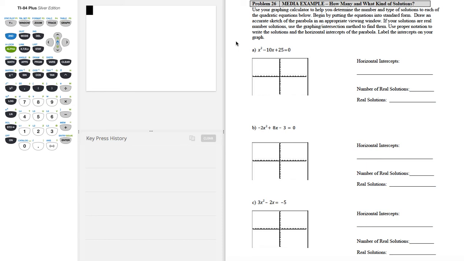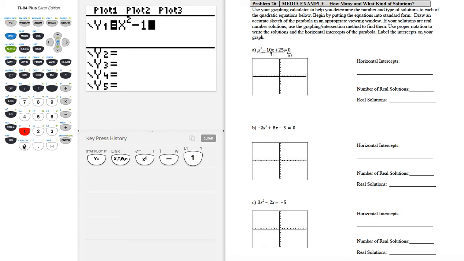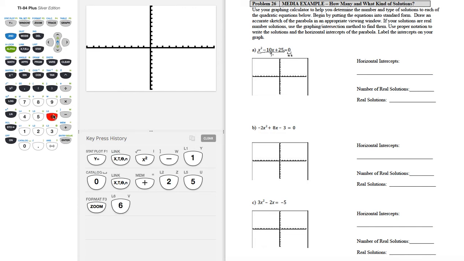In problem 26, we're asked to look at each of the given quadratic equations and determine the number and type of solutions to each one using our graphing calculator. So let's start by inputting y1 as the left-hand side. This is for part A, and y2 as the right-hand side. So I'm going to go to y equals and enter x squared minus 10x plus 25. And I'm going to graph this on just a standard window, zoom 6, and see what I got here.